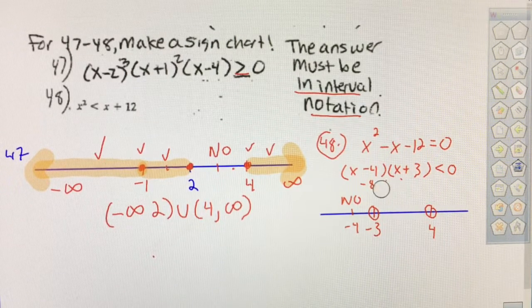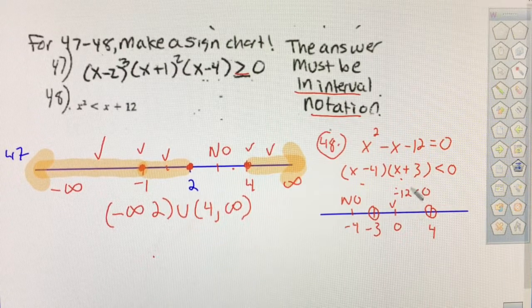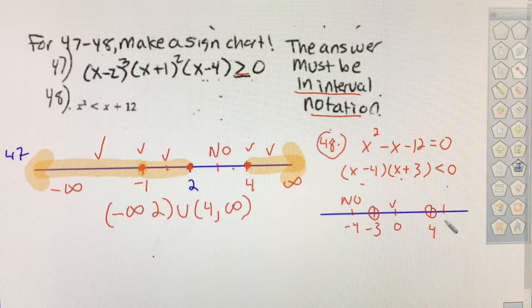Now, if I go ahead and I plug in a value between negative 3 and 4, we usually pick 0. It's the most convenient. That's going to give me negative 12 if I throw in a 0 there. So negative 12 is less than 0. So that's a true statement between negative 3 and 4. Now I have to plug in a 5. I can plug in a 6. I can plug in a 7. But I'm going to plug in a 5.